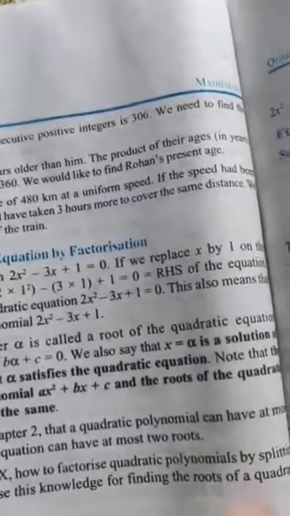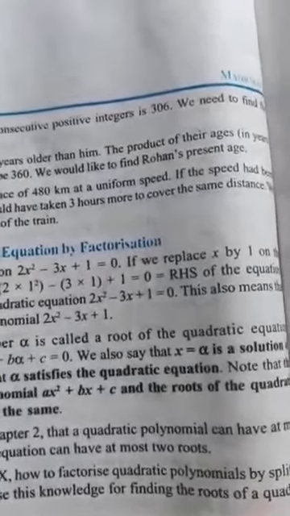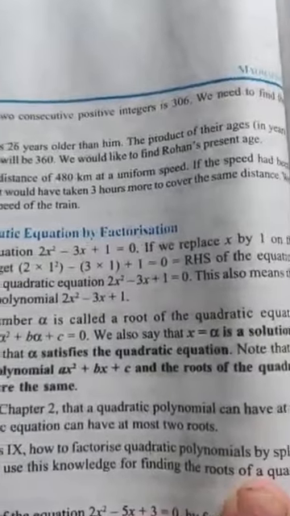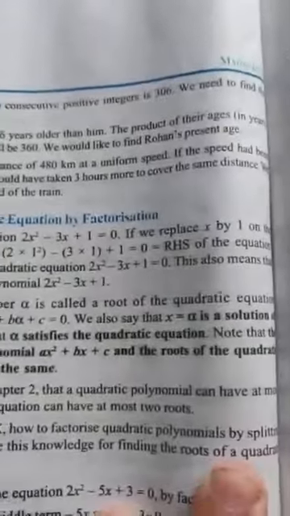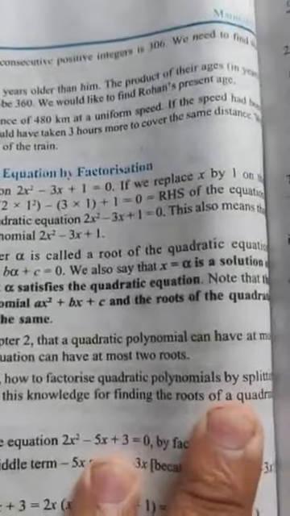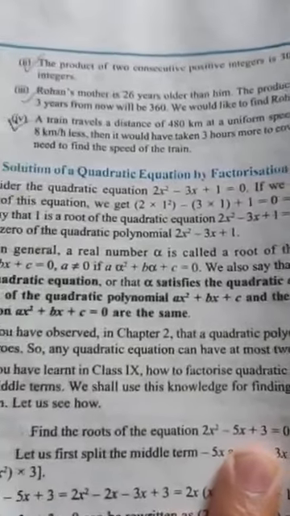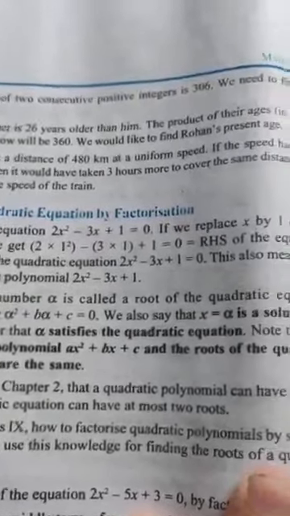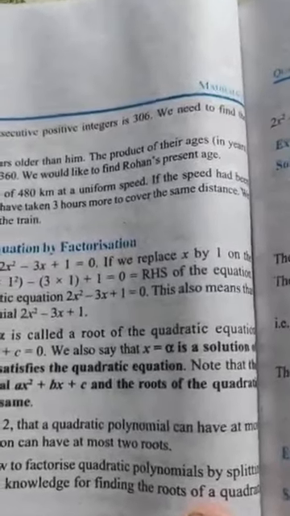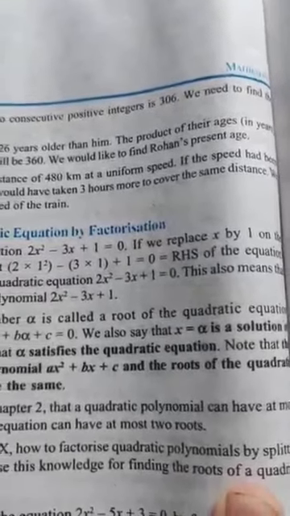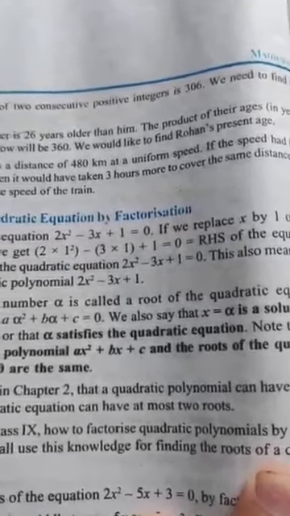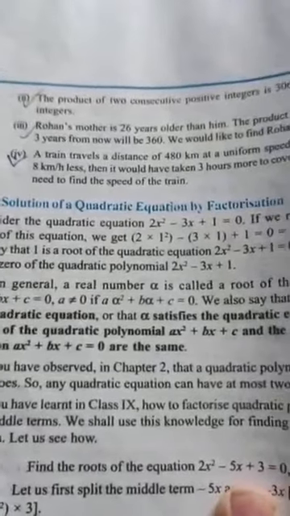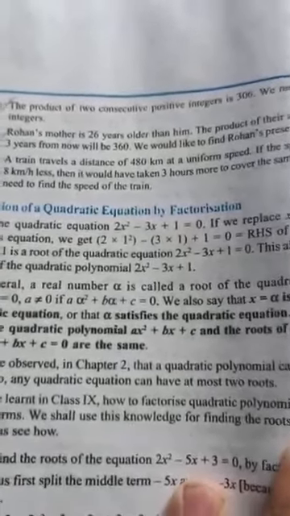The product of their ages. So remember this condition, product. So you have to multiply them at some point. The product of their ages, of which ages? Rohan's and his mother's ages, 3 years from now will be 360. So just remember that product, but we don't need to use it right now. We'll use this after a few steps.